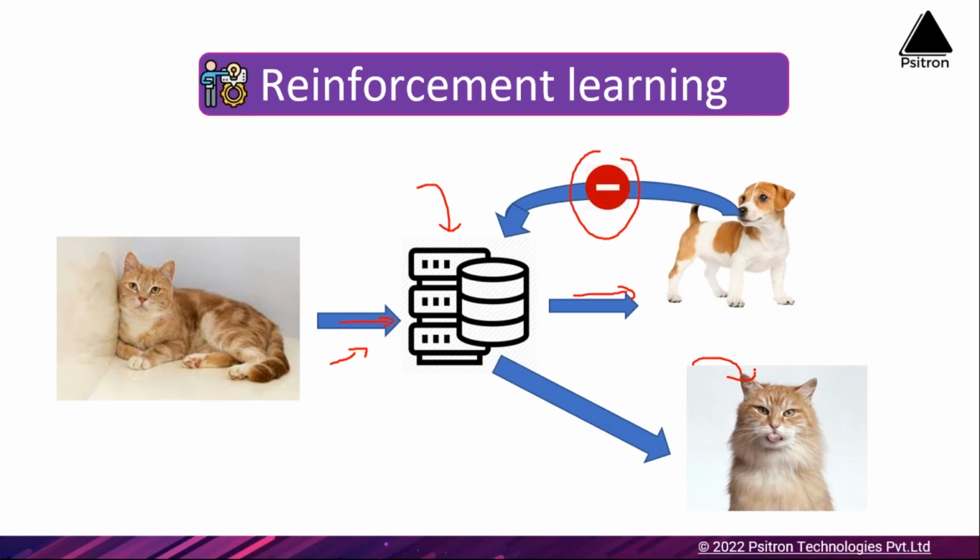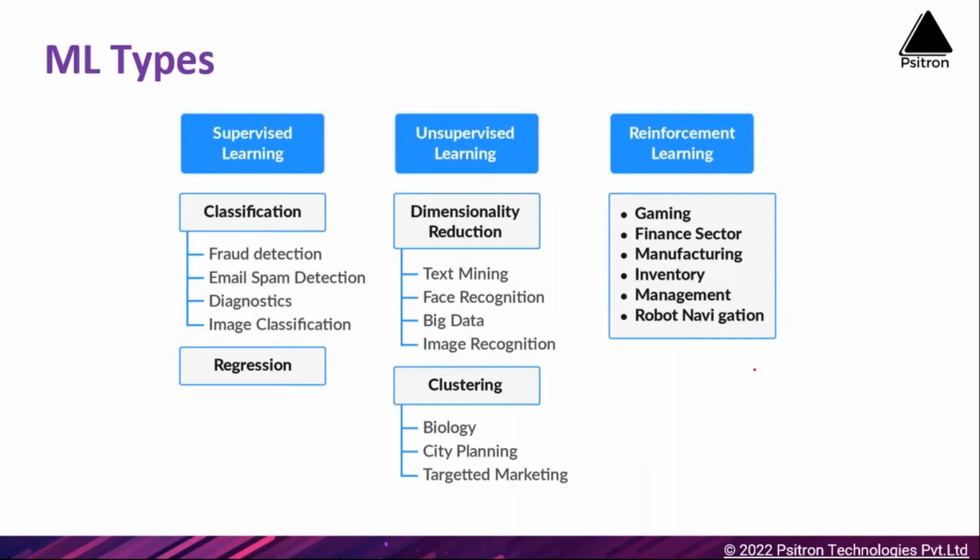So here we talked about supervised learning, unsupervised learning, and reinforcement learning techniques, right? By using these three different techniques, you can solve many different problems. It may be classification-related problems, fraud detection, email spam detection, image classification use cases, regression use cases, or techniques like text mining, face recognition, big data use cases, again image recognition use cases, right?